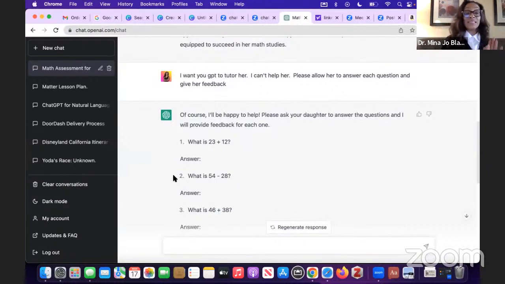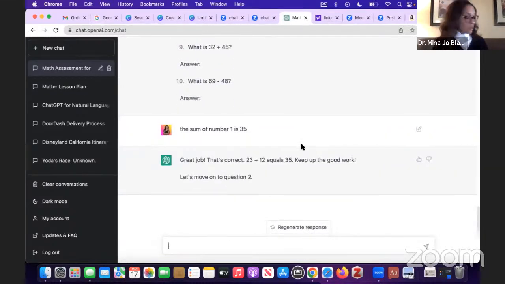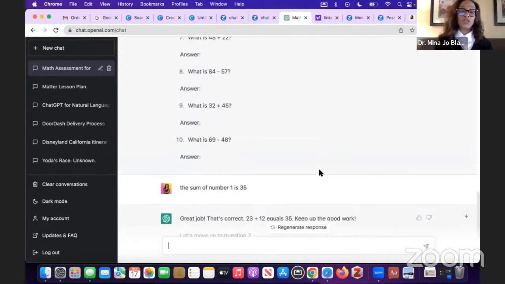Okay, so number 1 says 23 and 12. So let's do it. So we know that 23 and 12 is 35. Now my glasses. So I'm going to say the sum of number 1 is 35. See what it says. I have to scroll, okay. Great job. Oh, it's being nice to me, giving me encouragement. That's correct. 23 and 12 equals 35. Keep up the good work. Let's move on to question 2.